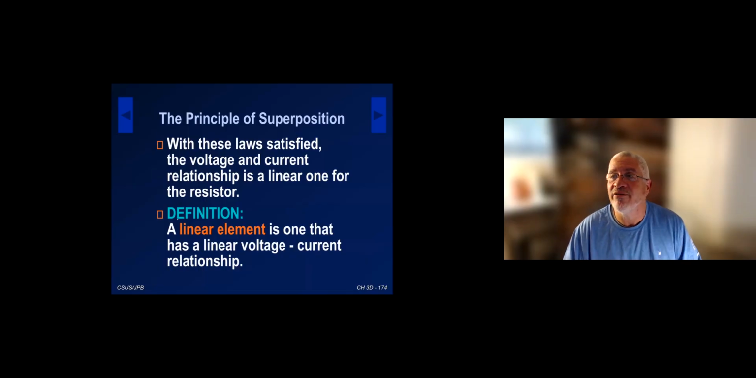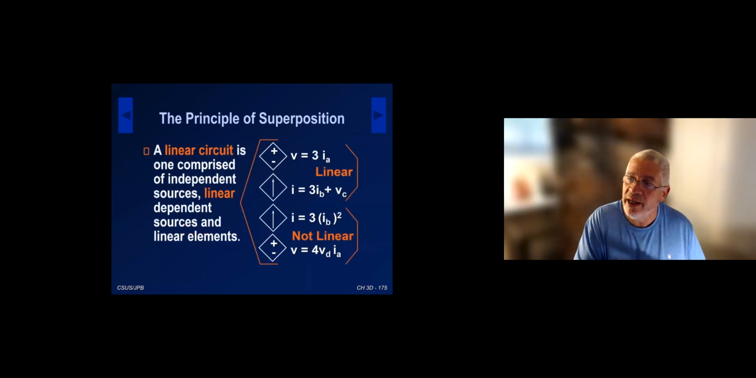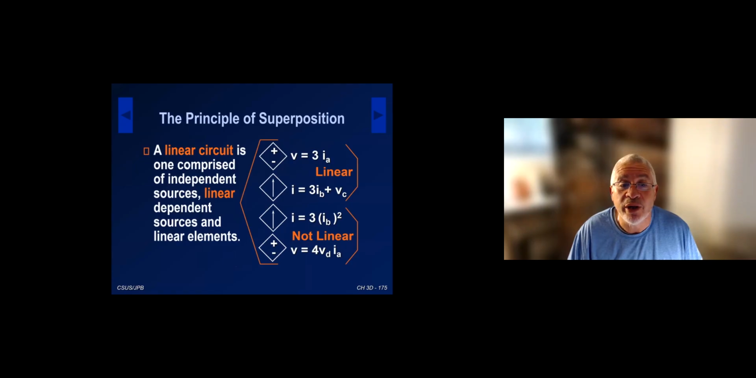All right. These are the requirements for superposition to apply. So we define a linear element as one that has a voltage current relationship that is linear. A linear circuit is comprised of independent sources, linear dependent sources, and linear elements. Of course, the only elements we have besides sources thus far in the course are resistors, which is clearly a linear element. I was just essentially showing you that case.